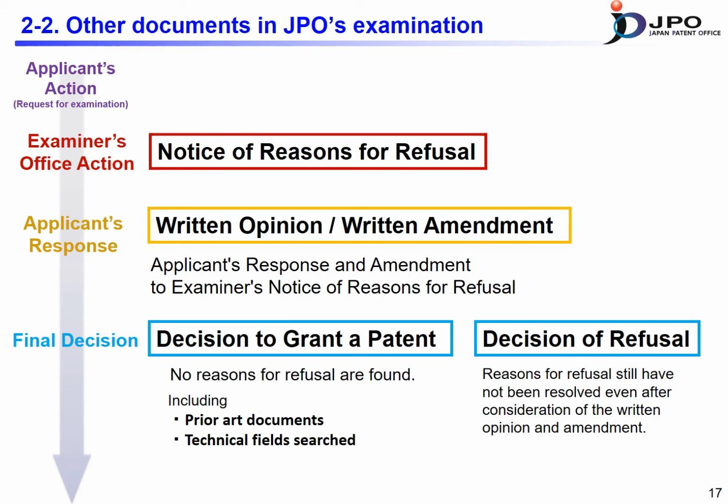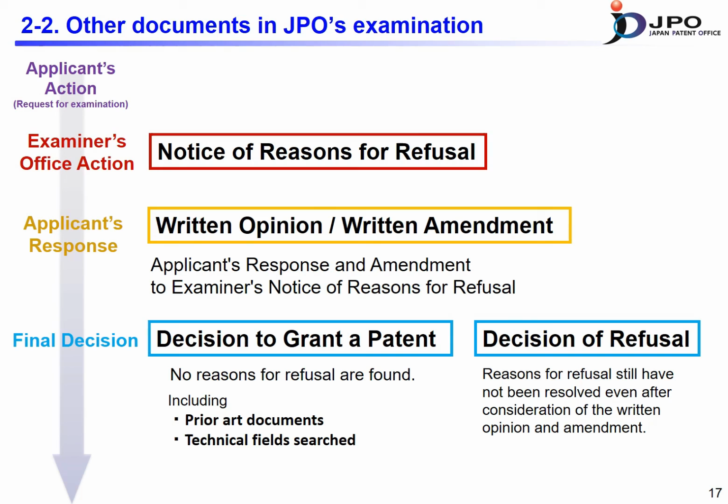After receiving a notice of reasons for refusal from the examiner, the applicant can respond to the notice by making arguments or amendments to the claims. These documents are called written opinion and written amendment, respectively. The examiner will check whether the written amendment meets the requirements for an amendment, such as if no new matter is added. After receiving the applicant's written opinion and the amendment, the examiner will examine whether all the reasons for refusal that were initially notified have been resolved.